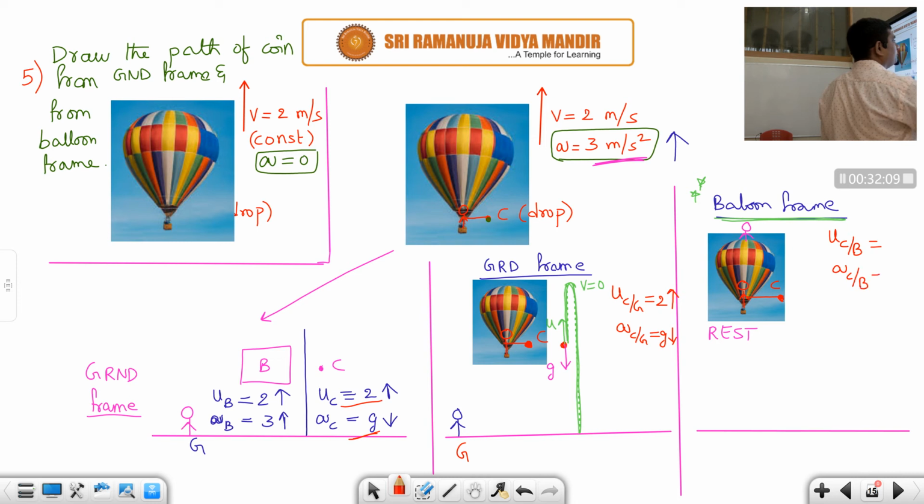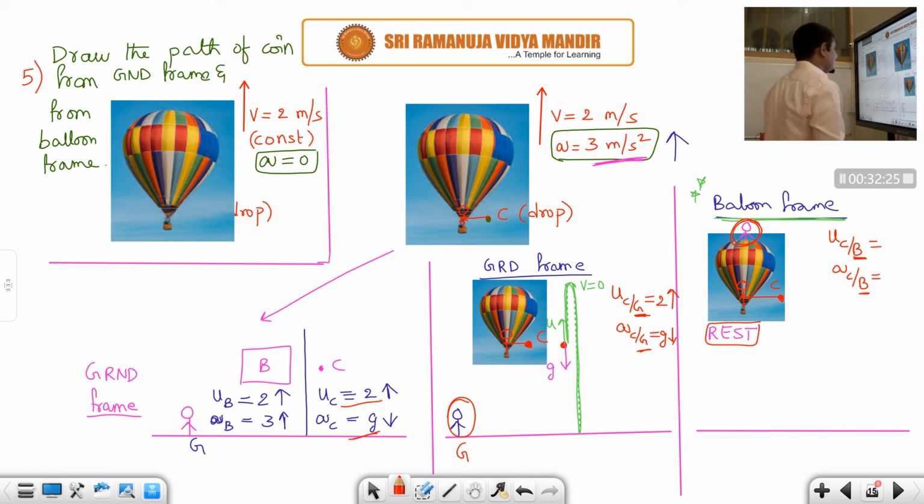Acceleration of coin with respect to balloon I have to calculate, because I am standing on the balloon. Correct or not? Previously I was standing on the ground, so I calculated everything with respect to ground. Now I am standing on the balloon, so everything I have to calculate from the balloon.